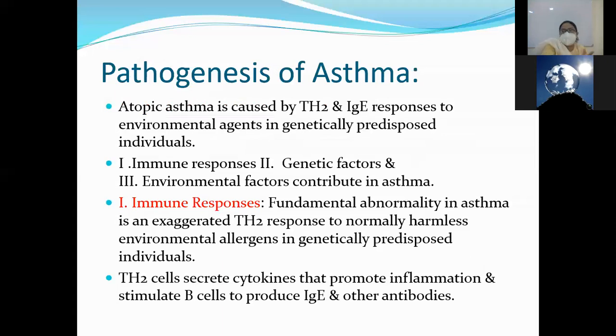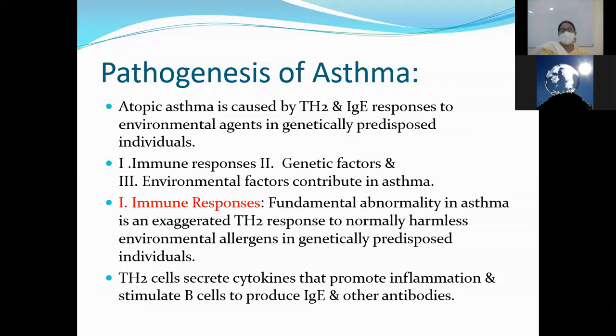What are the changes seen in asthma? Basically, atopic asthma is caused by type 2 helper T cells and IgE responses to environmental agents in genetically predisposed individuals. Okay, there is a role of certain things like immune response, genetic factors, and environmental factors. These all contribute to the development of asthma. I repeat again, there is a role of immune, genetic, and environmental factors. These all combine their effect for the development of asthma.